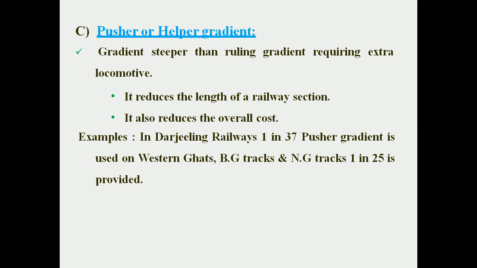Then comes your third one, that is pusher or helper gradient. A gradient steeper than the ruling gradient, requiring extra locomotive, is called pusher gradient. It reduces the length of railway section. It also reduces the overall cost. An example is Darjeeling railways, 1 in 37. Pusher gradient is used on Western Ghats. For BG tracks and NG tracks, 1 in 25 is provided.